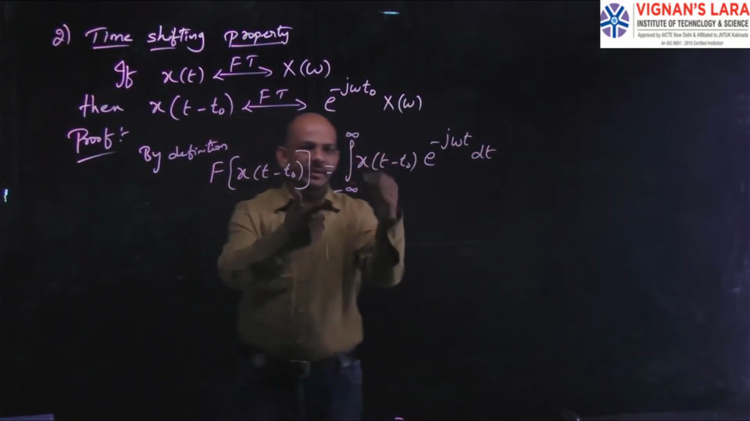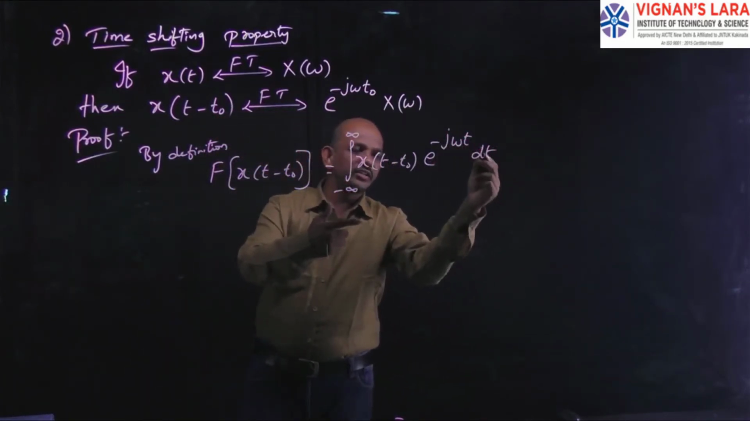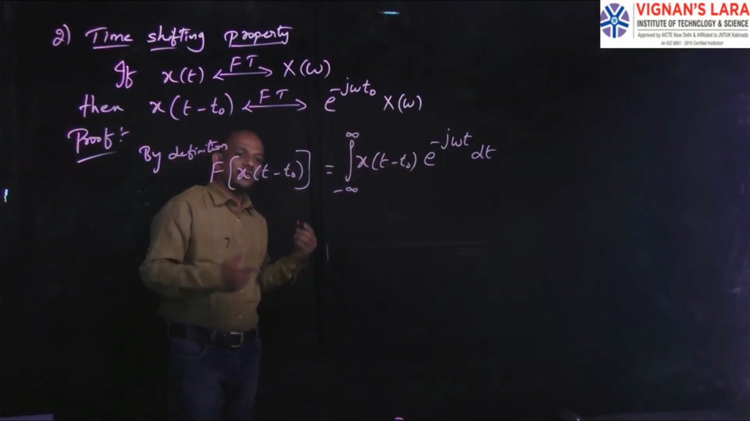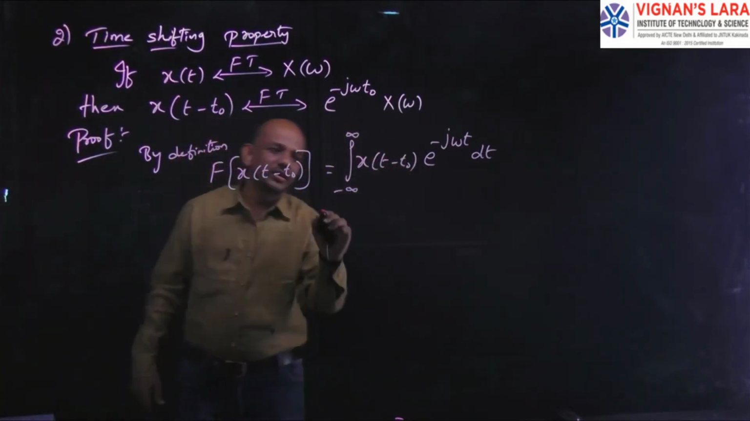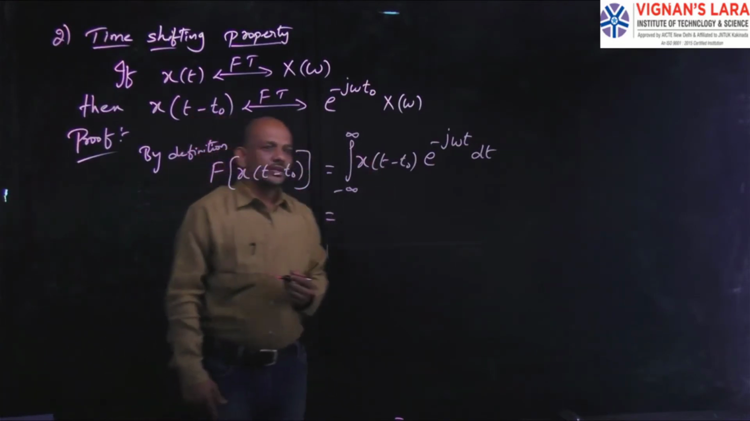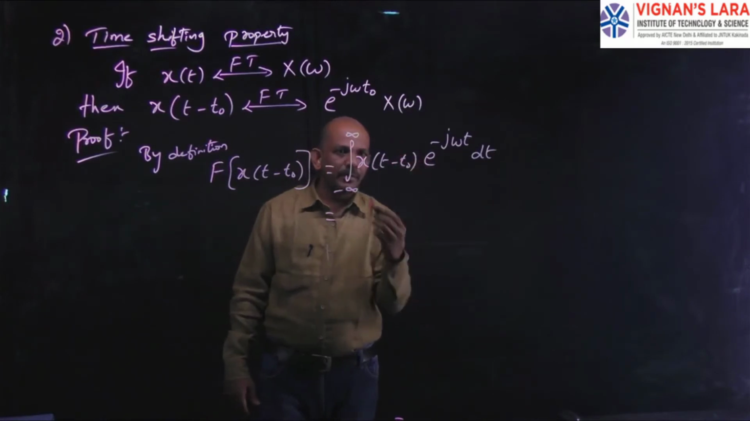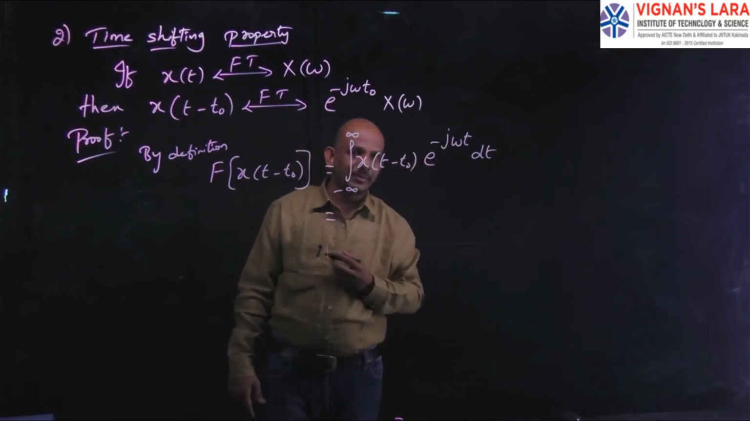So integral from minus infinity to infinity e power minus j omega t dt is common. So here I have to write the signal for which we are finding the Fourier transform. Okay, so now we have to simplify this. For this, I am considering the following.